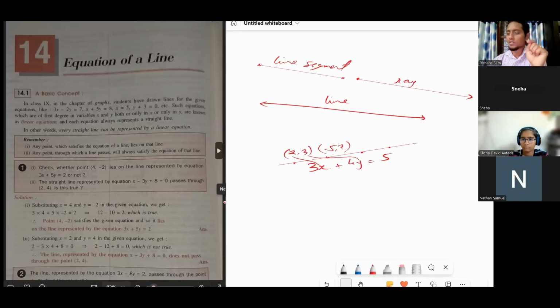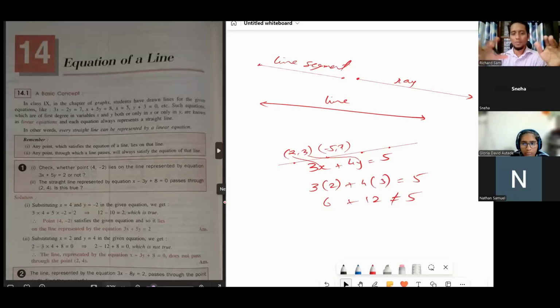Okay. So now I just gave a random point (2, 3). Check if this point lies on this line. How will you check? Substitute the values. 3 into 2 plus 4 into 3. Check if it is 5. So we're getting 6 plus 12. Is it 5? No, it's not equal to 5, which means this point (2, 3) does not lie on the line. So that is the simplest type of question that can come in this chapter, to check if a point lies on a line.